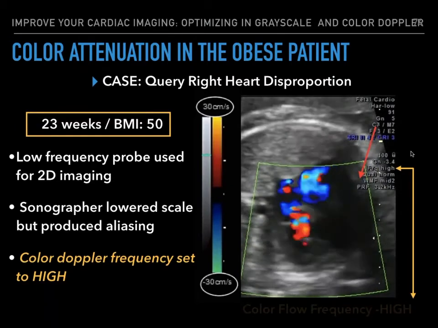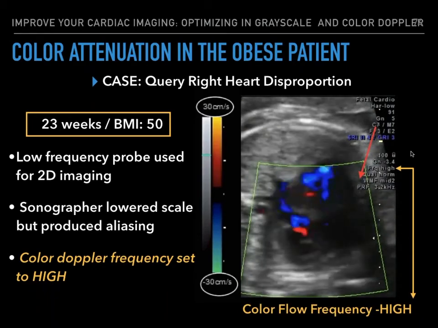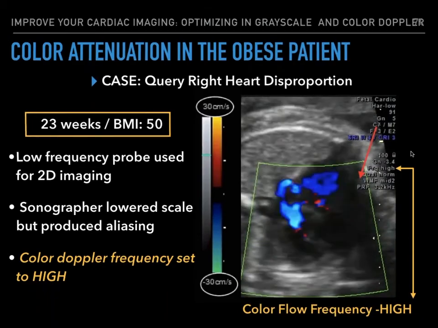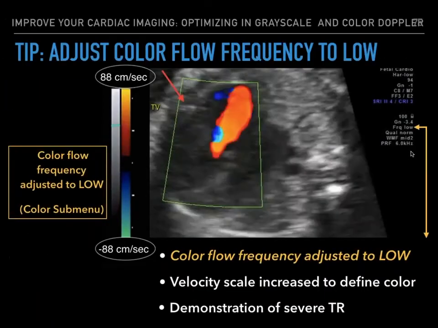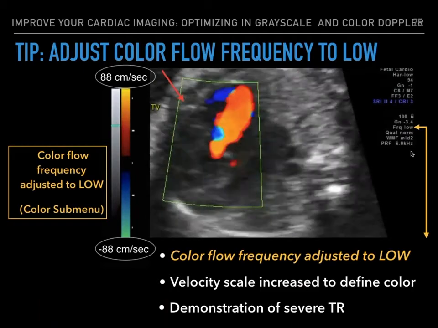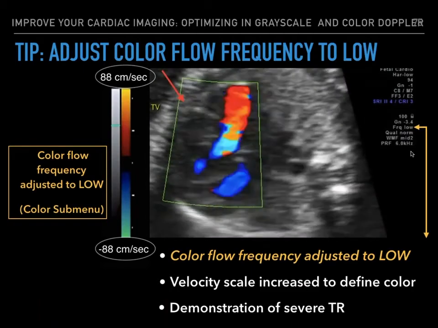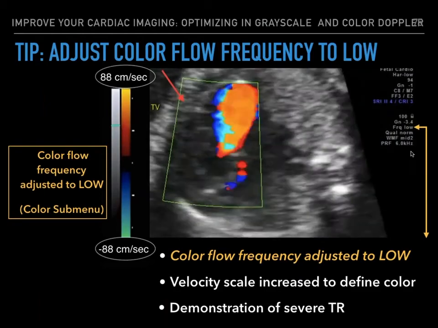So as we were looking at the settings, we noticed that the color flow frequency was set to high. And we made a few adjustments. So here we could actually see that the heart is now filling in with color, and we could see a severe tricuspid regurgitation. So what were the steps that were done?